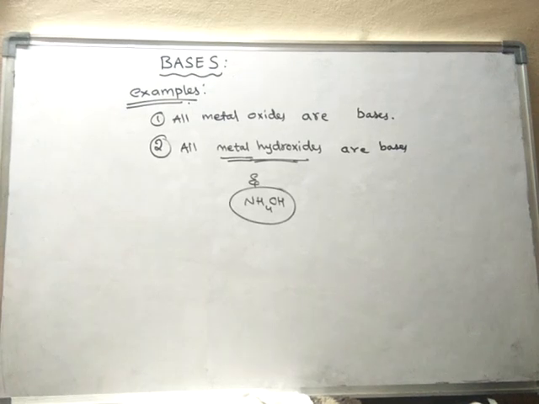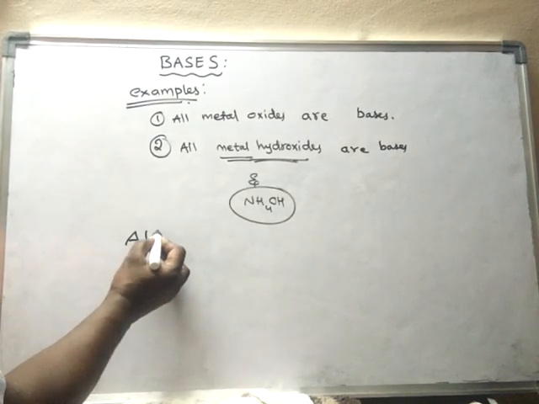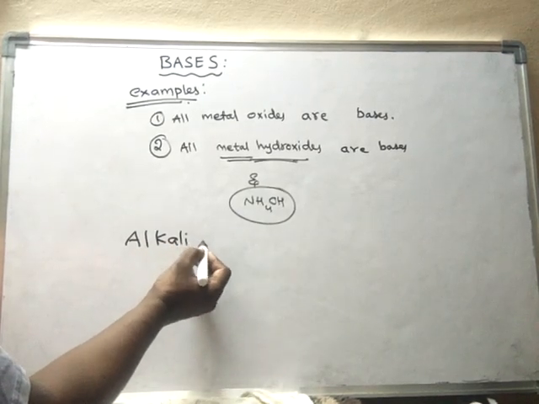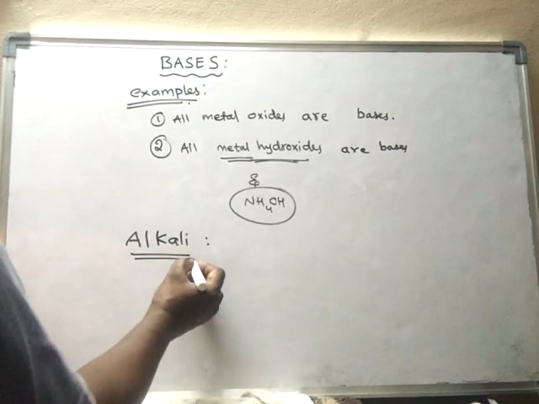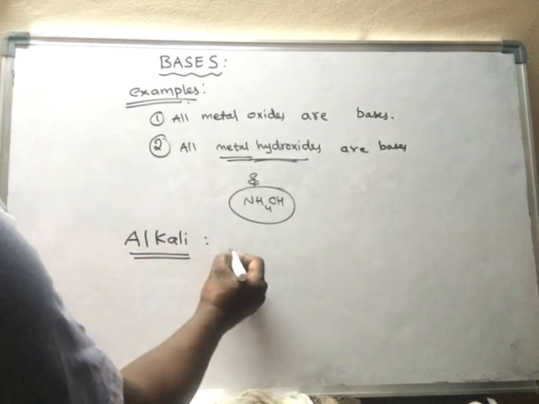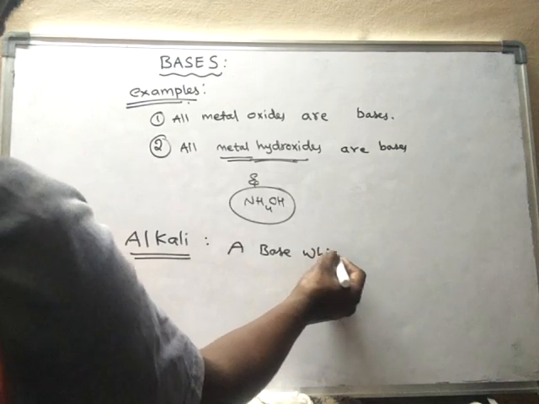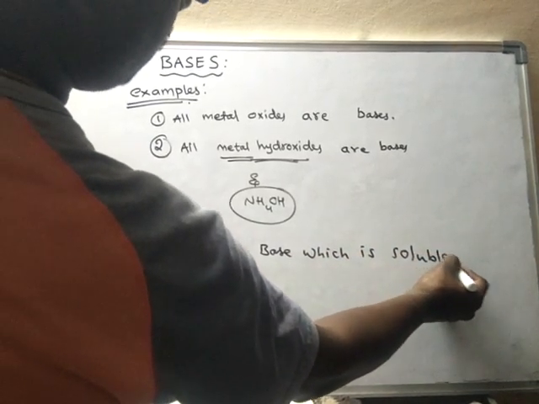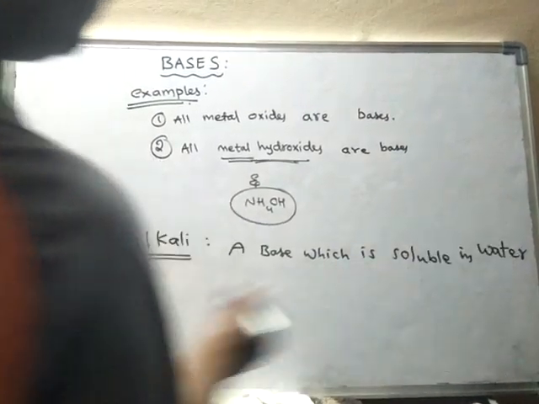Now we will learn another term known as alkali. What is alkali? A base which is soluble in water is called as alkali. A base which is soluble in water is said to be alkali.